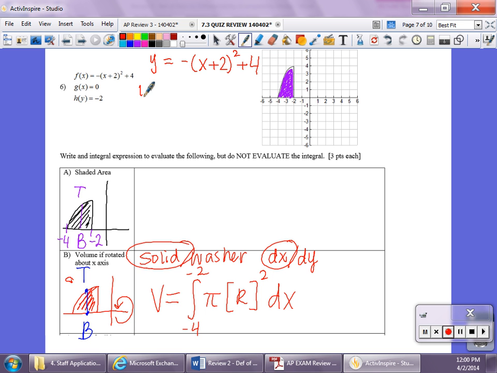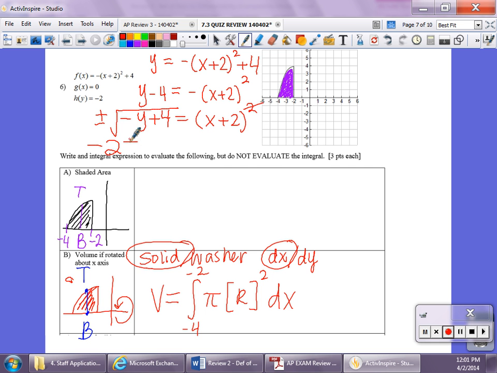So first thing I would do, subtract my 4, divide by a -1, plus or minus the square root, and then the -2 comes over. So this is where I'm stuck, and this one was a little bit harder because you did have to think about which one to use.